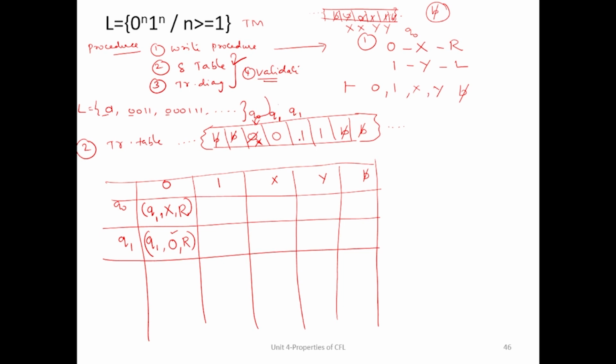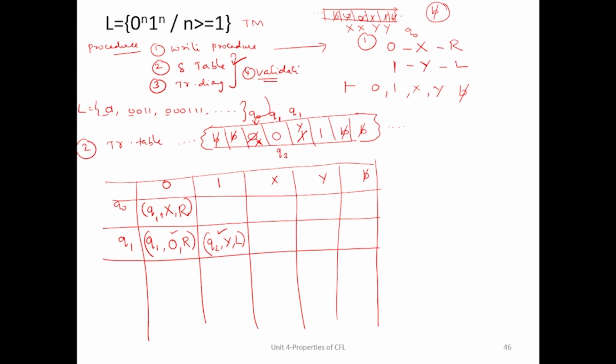Now Q1 reads a symbol 1. I already wrote the procedure. If 1 is available, you should replace it with Y. If you do a replacement, you should go to a new state. So this is the replacement, and replacement means Y. The new state means Q2. After replacing, you should move to the left direction. So left means after replacing this symbol, I want to go in the left direction.